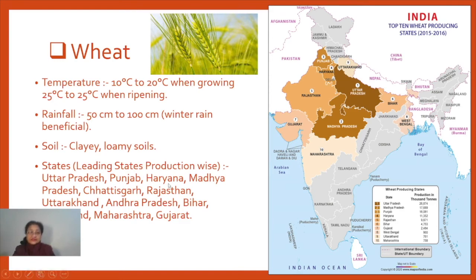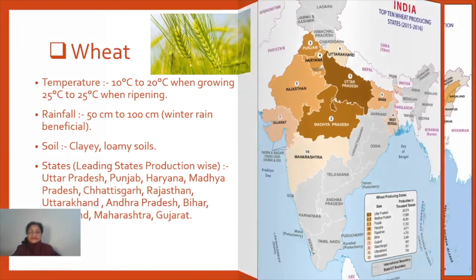Okay, and the states you can see here, the leading states, you should remember, the main states which are producing wheat on a large scale are Uttar Pradesh, Punjab, Haryana. You can see covering all the central and the northwestern part mainly, right? So Uttar Pradesh, Punjab, Haryana, then Madhya Pradesh, right? Chhattisgarh, Rajasthan, Uttarakhand, Andhra, to some extent Bihar also, Gujarat, Maharashtra. These are the major wheat producing states.